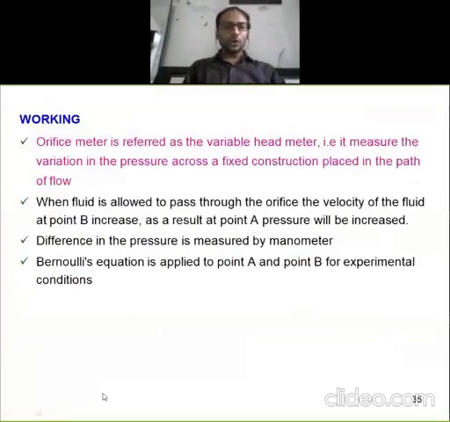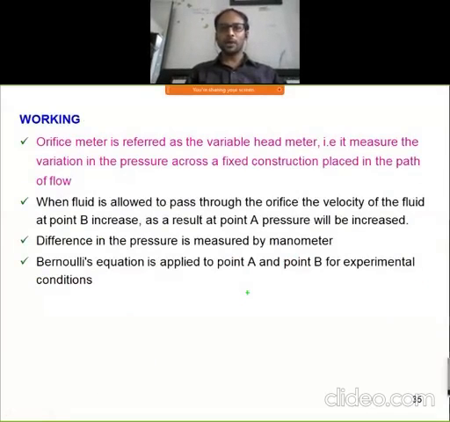So the working of an orifice meter is referred to as what? Variable head meter. Variable head meter means what? In that we are dealing with what? Pressure drop, pressure head. So it is called a variable head meter. That is, it measures the variations in pressure across a fixed constriction placed in the flow of fluid.